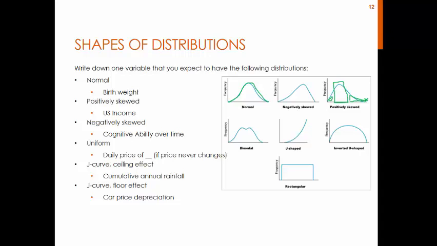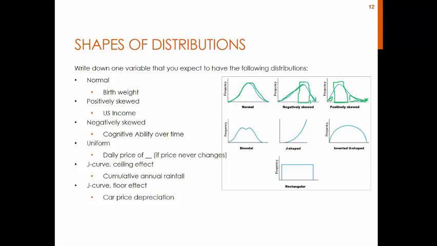Something negatively skewed might be our cognitive ability over time. So as we age, our thinking gets better and better and better up until some mid-range age, and then for some we hit a milestone and our thinking ability decreases rapidly. So this would be negatively skewed.